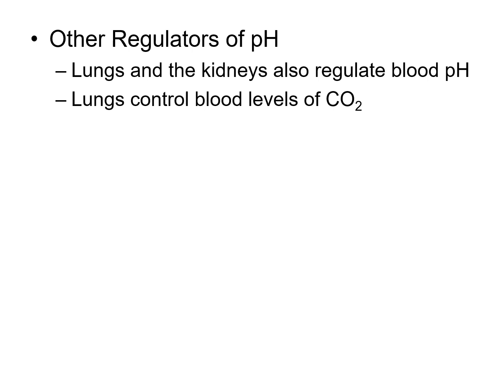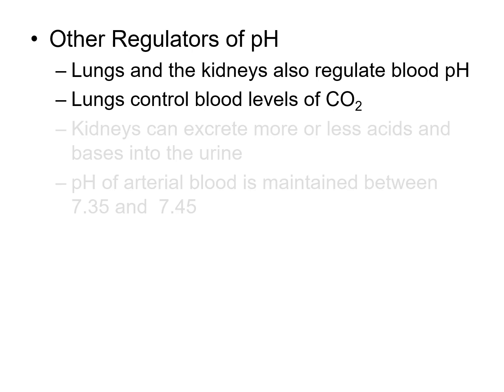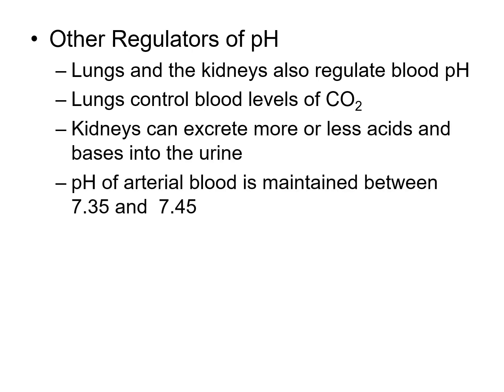In addition to buffers, there are other mechanisms the human body has to control or regulate blood pH. The lungs and kidneys play very powerful roles in doing this. Lungs control the amount of carbon dioxide in the blood, which affects pH. Typically, as carbon dioxide levels rise in the blood, pH falls and vice versa. The kidneys are the most powerful regulators of blood pH because kidneys can remove less or more acids and bases from the blood into urine for removal from the body.